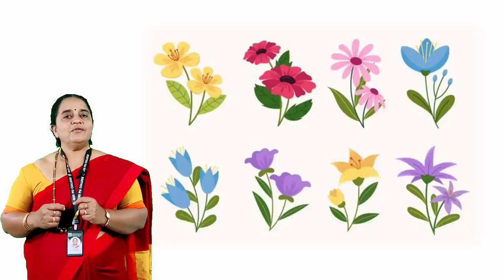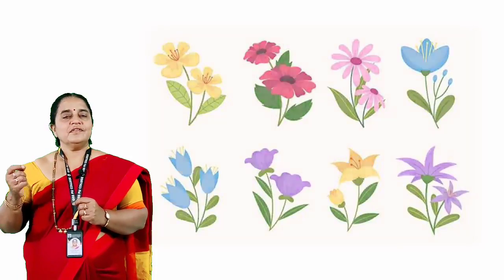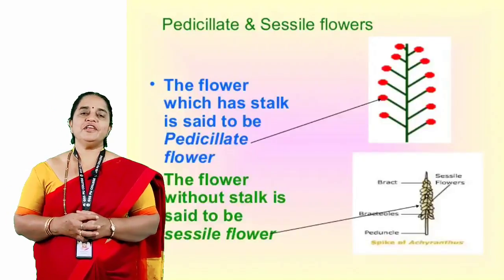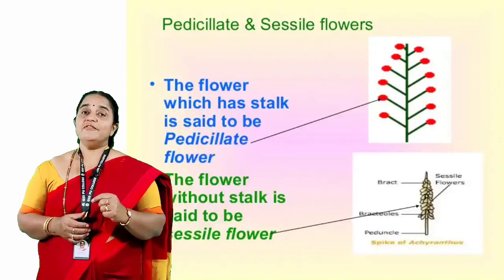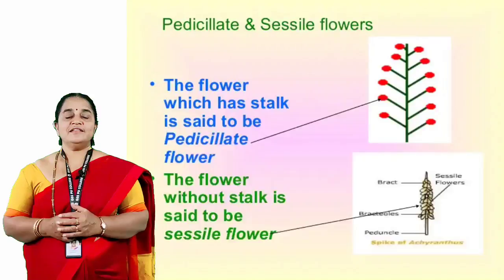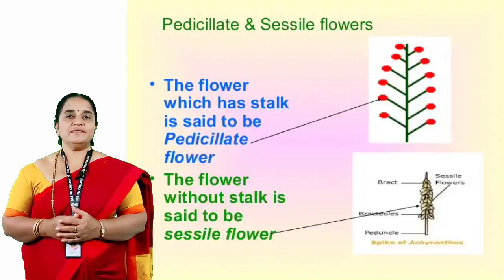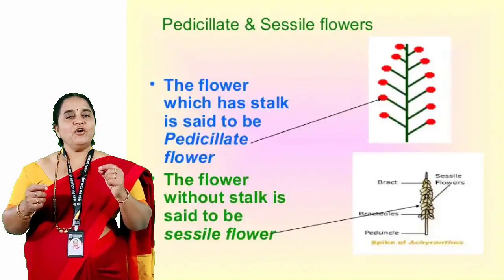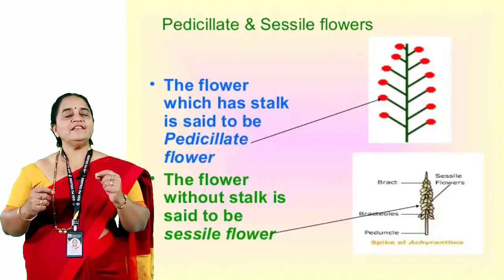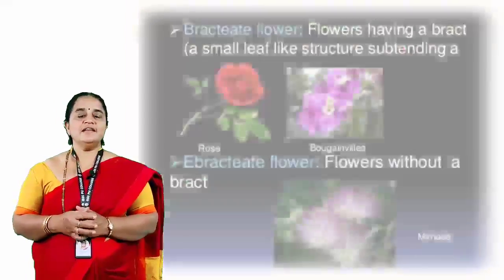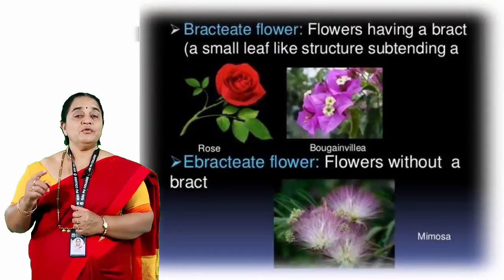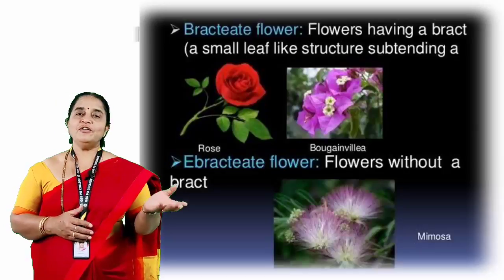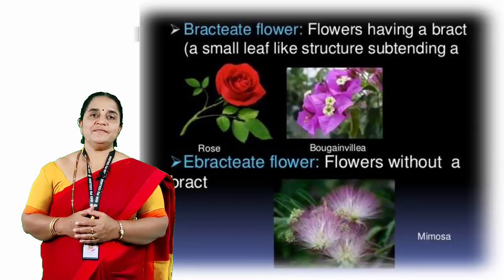Some flowers have a stalk. It is known as a pedicellate flower. The stalk of the flower we call pedicel. Some flowers are without pedicel. We call them sessile flowers. When a flower grows in the axil of a small leaf and that leaf remains at the base of the pedicel, it is called a bract. Flower with bract we call bracteate and flower without bract we call ebracteate.